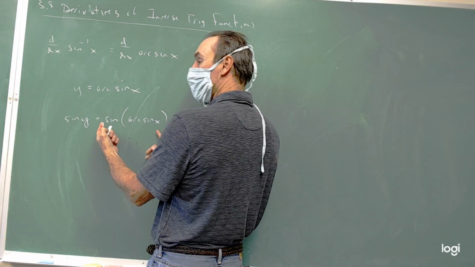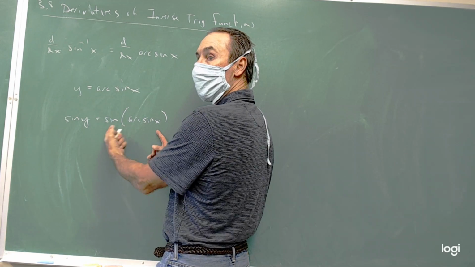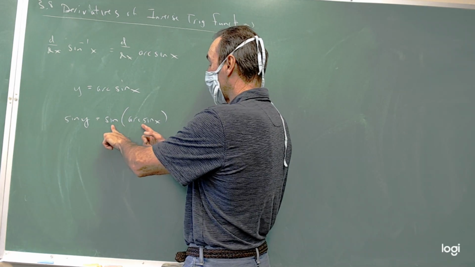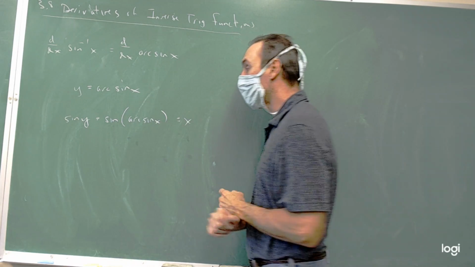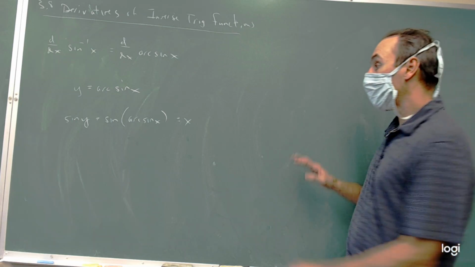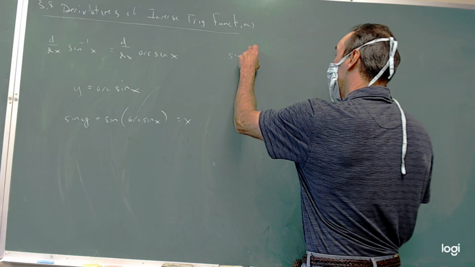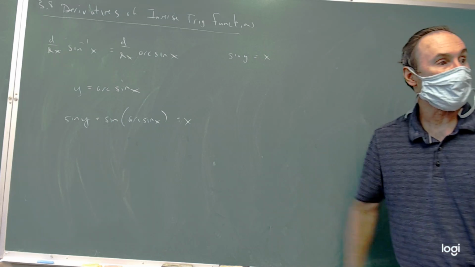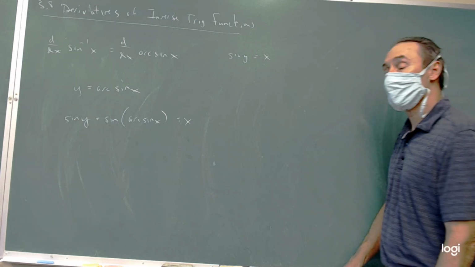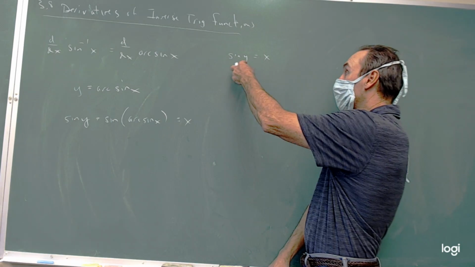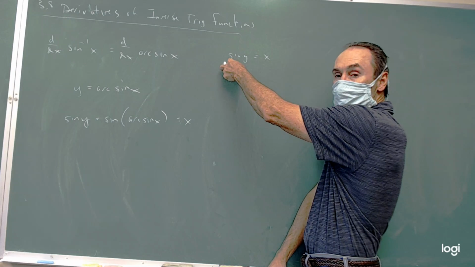Remember, this is now taking f of f inverse of x. These are inverses of each other, so they're going to cancel each other out and get us to x. You with me? So now we're looking at sine of y equals x. Now we're going to do implicit differentiation, which is why this comes after our brief discussion on implicit differentiation. So this is a function y inside another function sine.